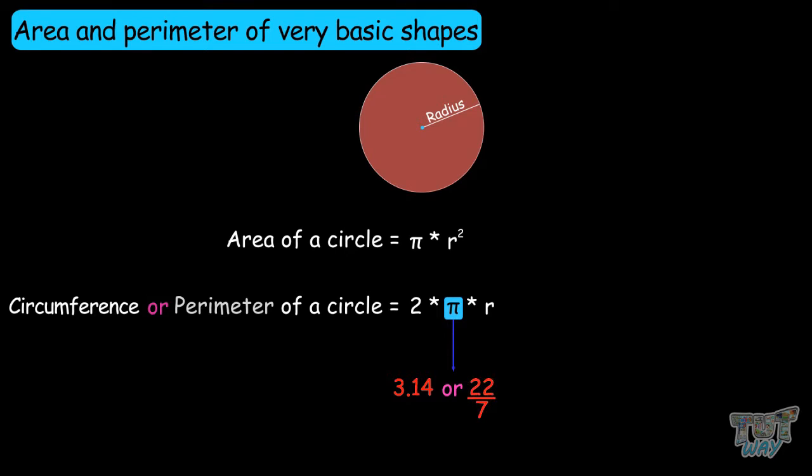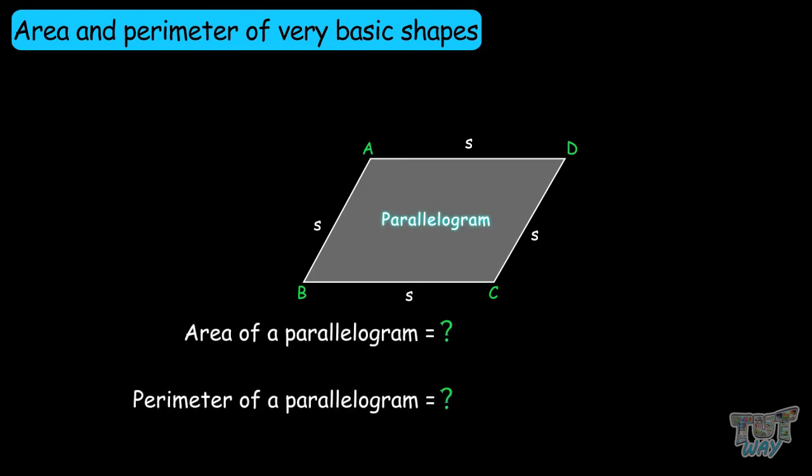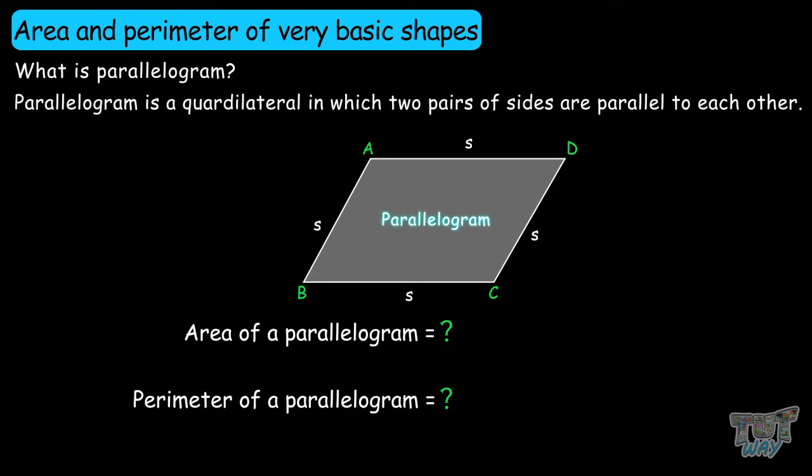Now let's move on to the parallelogram. How do we find the area and perimeter of a parallelogram? What is a parallelogram? A parallelogram is a quadrilateral in which 2 pairs of sides are parallel to each other. Like in this parallelogram, side AB is parallel to side DC. Side BC is parallel to AD.